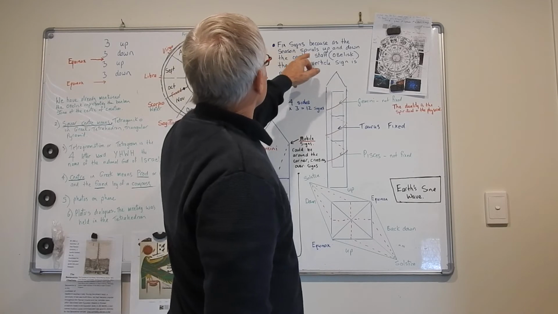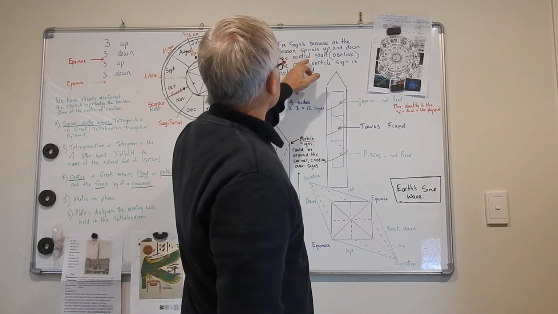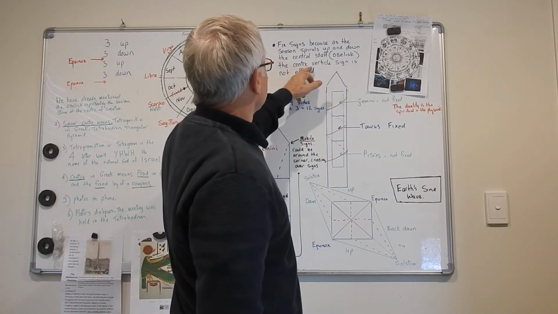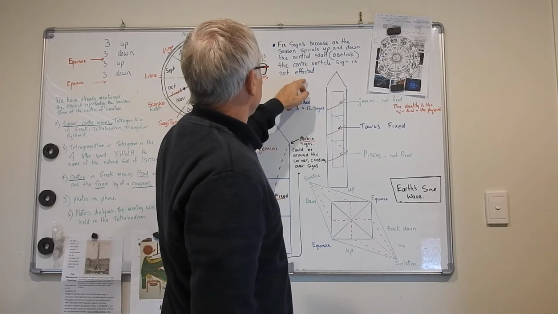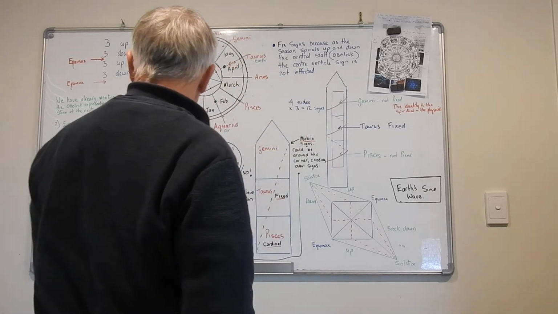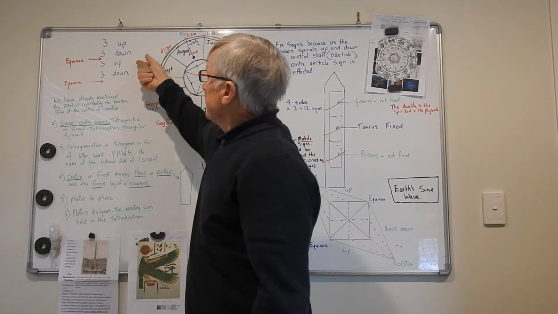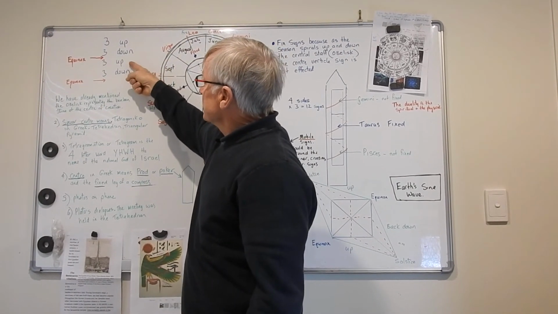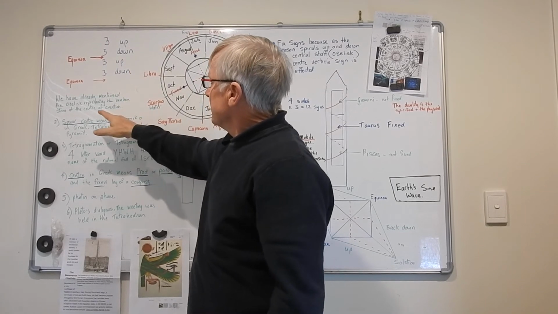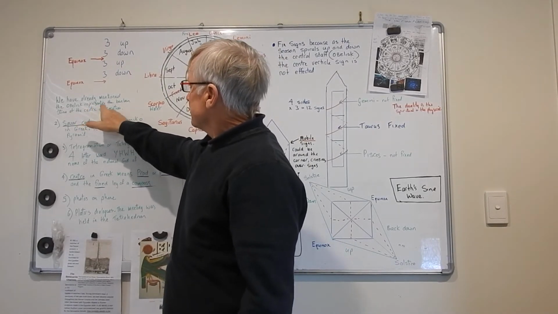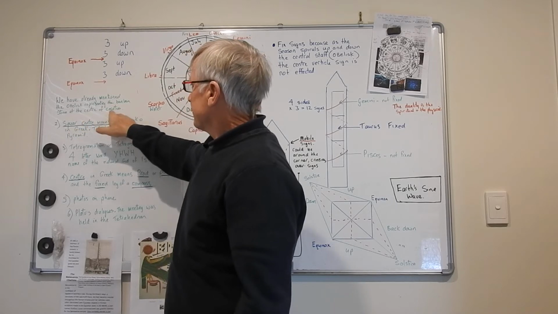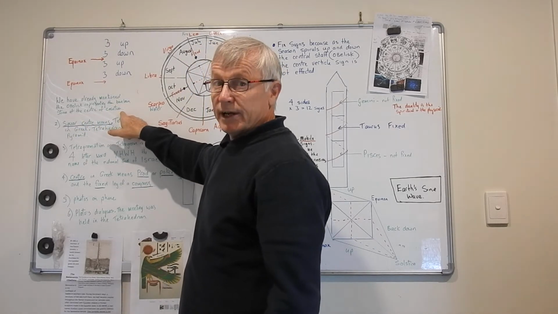Up, down, up, down. Fixed signs, because as the season spirals up and down the central star, obelisk, the centre vertical sign is not affected. So then we go over here, we've got the 3 up, the 3 down, equinox, 3 up, 3 down. We've already mentioned the obelisk representing the Ben stone at the centre of creation in the previous videos.